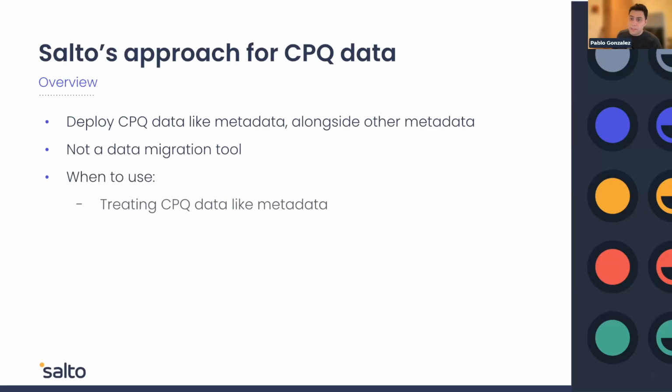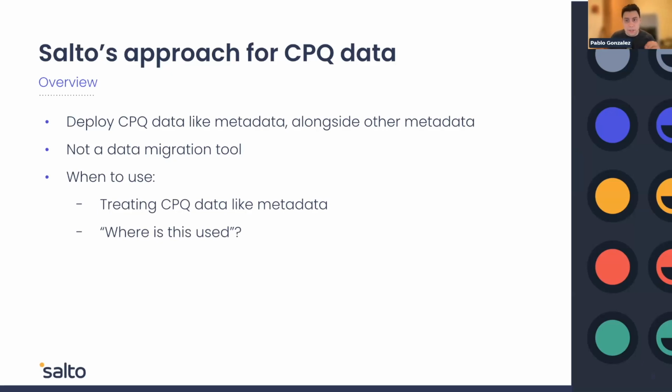So when to use this, again, if you want to treat CPQ data like metadata, which includes version control, automated deployments, approval processes, pull requests, etc. Also, we have functionality for the where is this used that is available for custom fields in Salesforce.